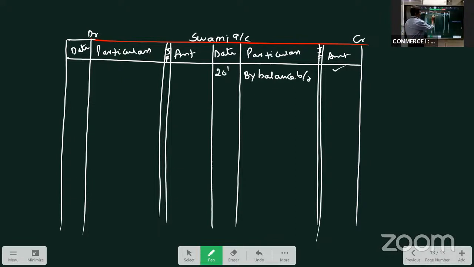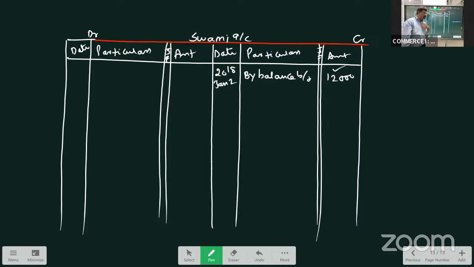2018, January 2nd. And what is the amount given? The amount is 12,000. The next transaction is 8th of January, goods purchased from Swami, 16,000.